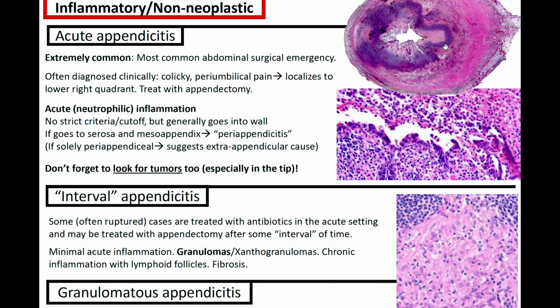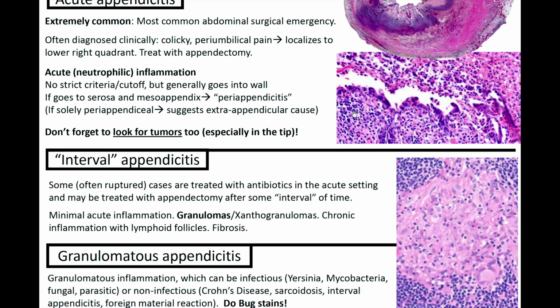When you're evaluating appendix for appendicitis, don't forget to look for tumors. Especially in the tip, you can classically see a neuroendocrine tumor, amongst other things. And then this is what it may look like at low power, and then you can appreciate a lot of neutrophils, a lot of acute inflammation here at higher power.